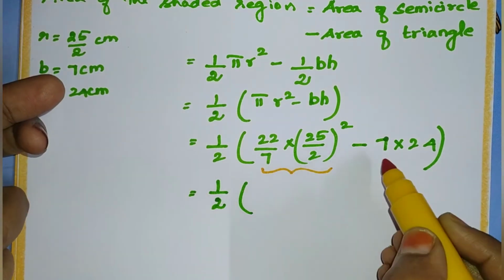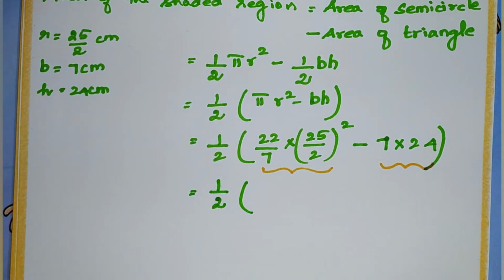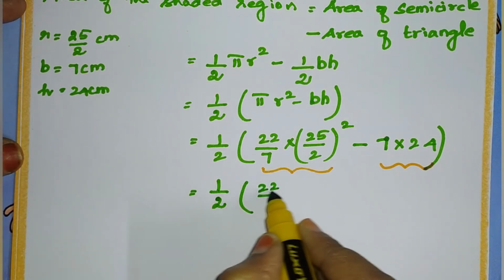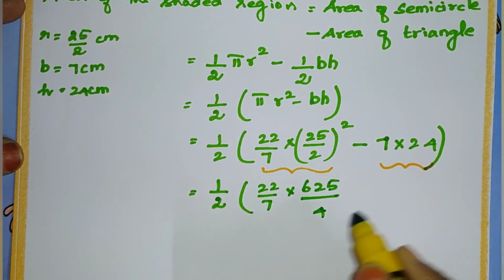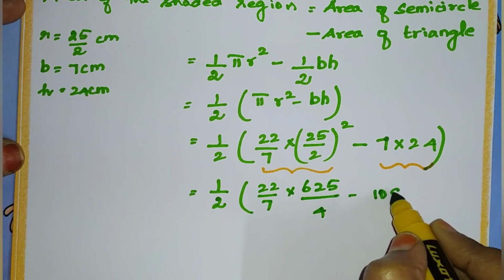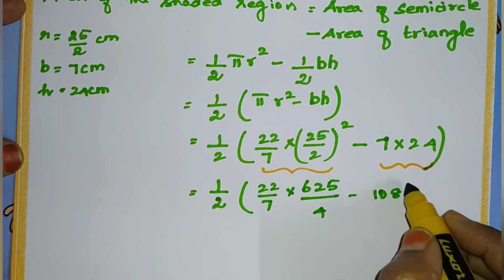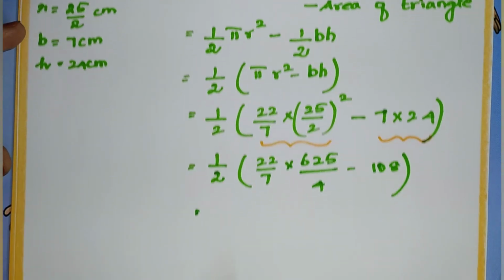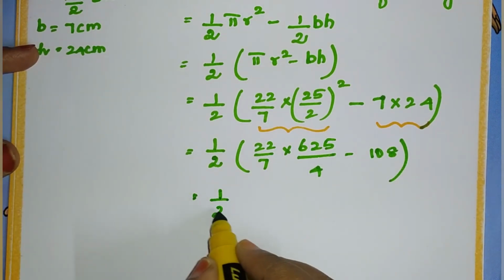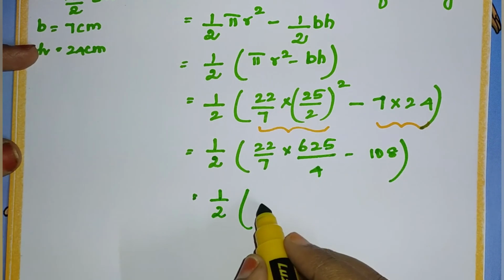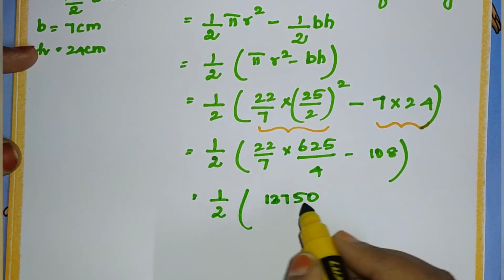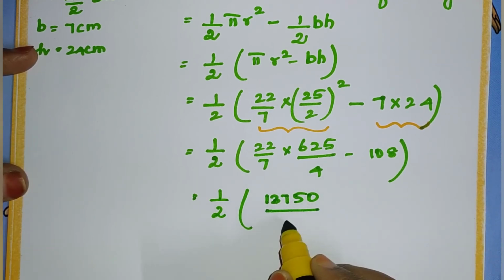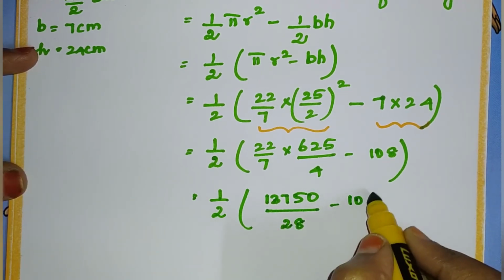This is the first term and this is the second term. First simplify this. 22 divided by 7 into 625 divided by 4 minus 168. So 7 into 24 is 168. And then multiply this one. 22 into 625 is 13,750 divided by 28 minus 168.